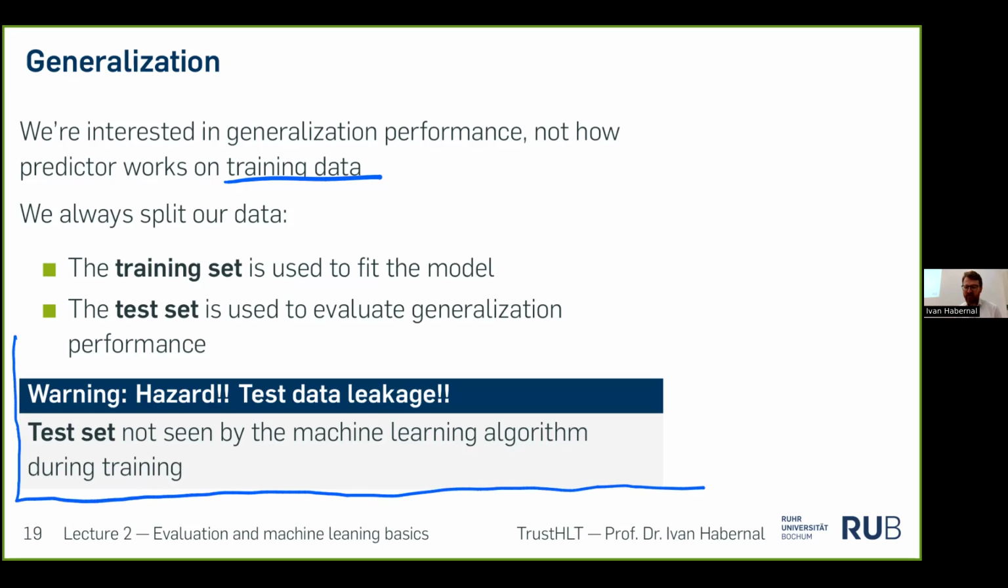Never train on your test data. Never. Why? Why shouldn't you train on test data? Because at the end of the day, it will just remember what you have learned from testing, and this only works on the test data.